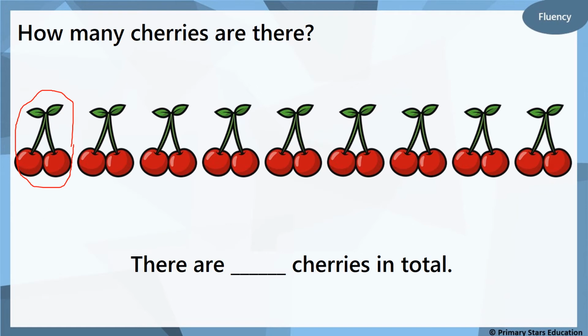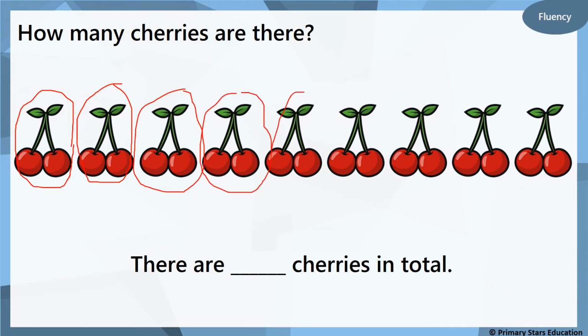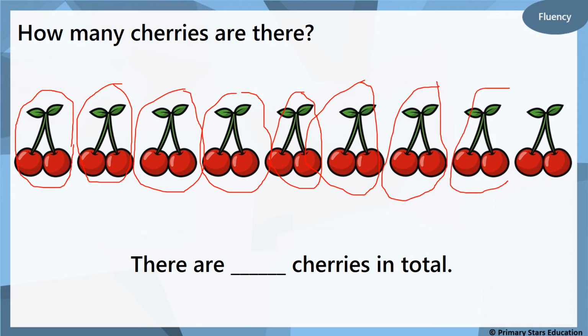So 2, 4, 6, 8, 10, 12, ooh, that was a bit wonky, 14, 16, 18. There are 18 cherries in total altogether.